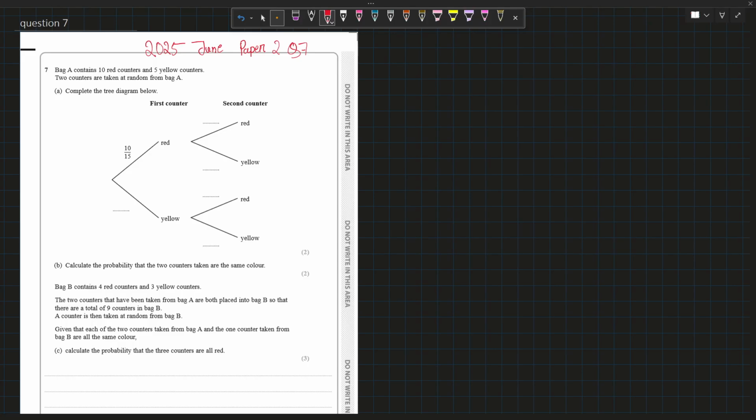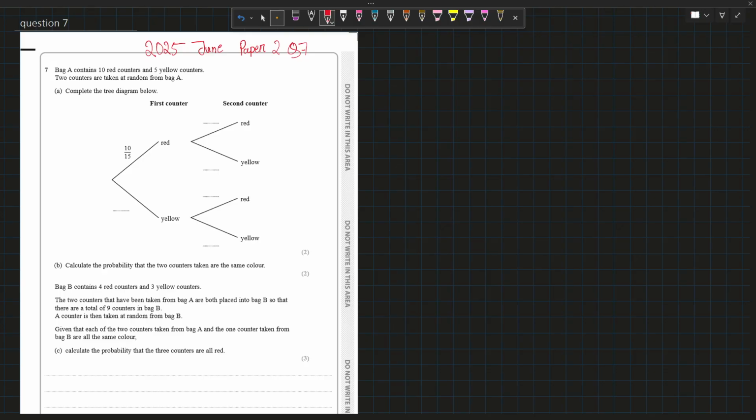Alright, so this question is from 2025 June, paper 2, question 7 from Maths B, paper 1. In the question it states that bag A contains 10 red counters and 5 yellow counters. 2 counters are taken at random from bag A. Complete the tree diagram below.